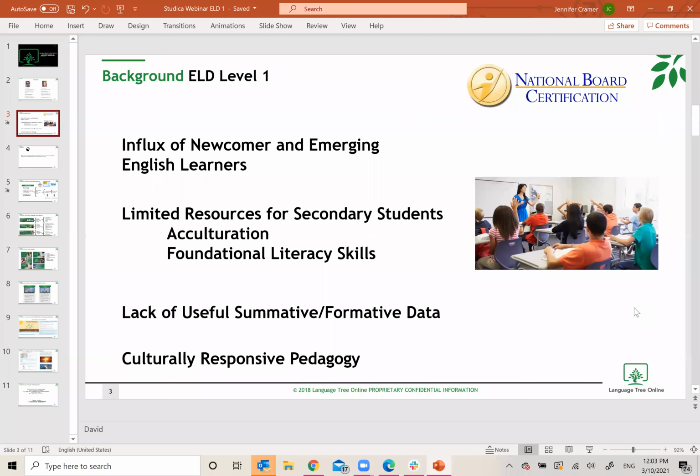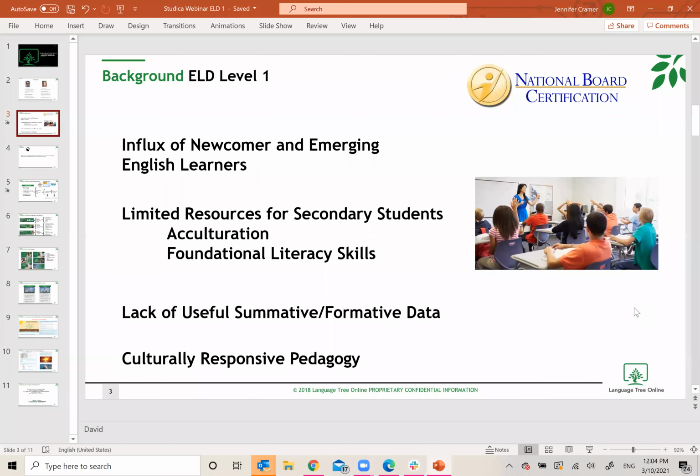And we realized as we started to look at the resources that we had, that it was pretty limited in secondary schools. And one of those things, especially around foundational literacy skills, a lot of the foundational literacy skills in English are taught in the elementary school venue, but we have students that are coming into secondary education without that foundation. So one of our big drivers for our ELD Level 1 was to look at really providing succinct foundational literacy skills lessons.